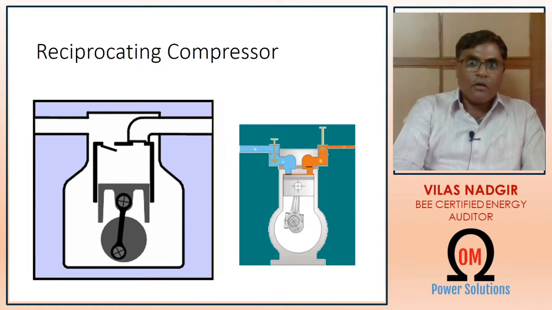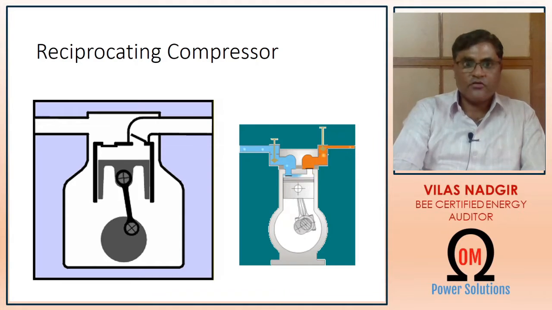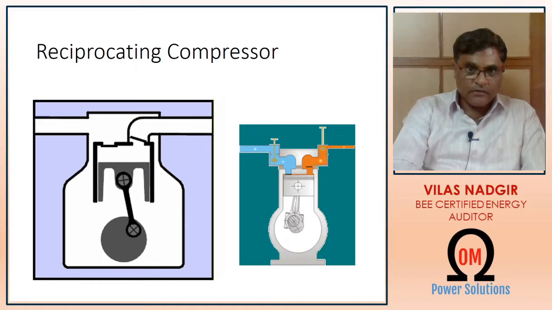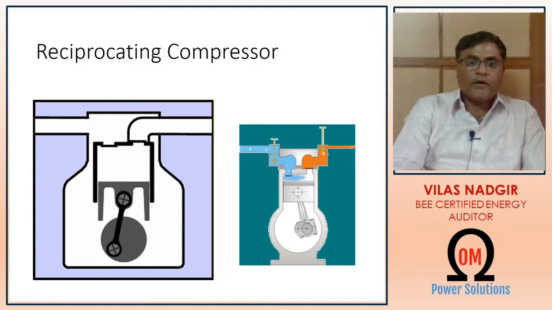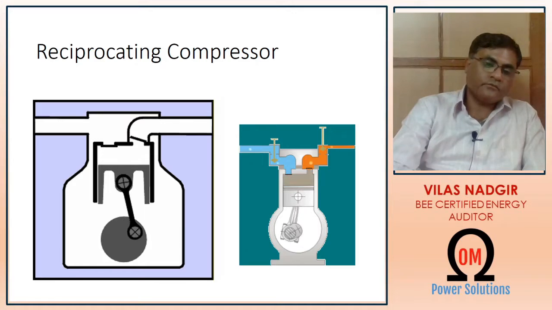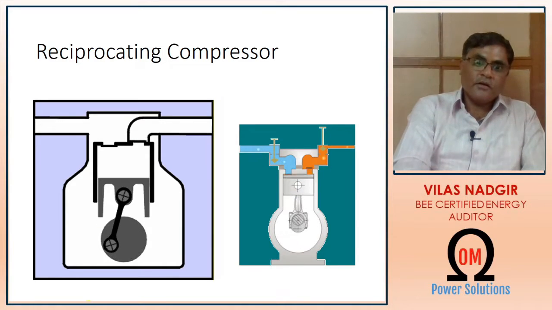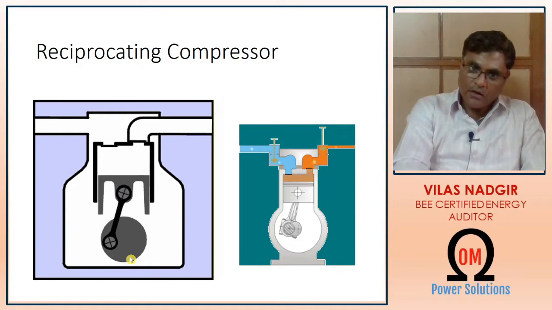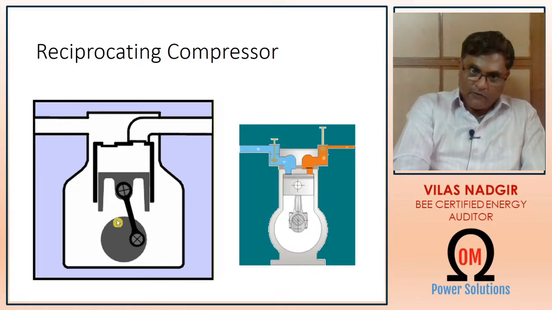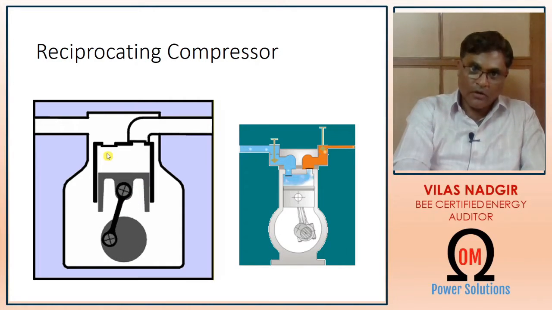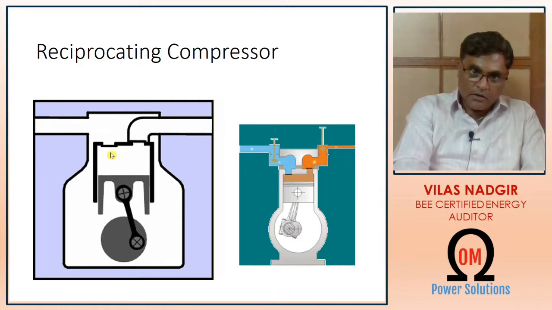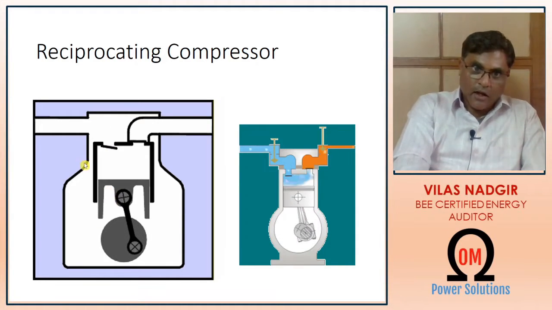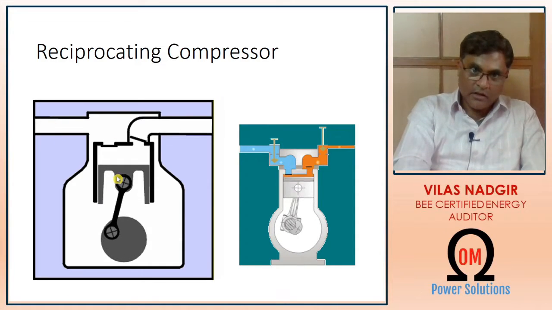This is one type of compressor known as reciprocating compressor. This compressor works just like an engine which is there in the automobile. The working principle of this compressor is like this. Whenever the piston comes down, vacuum is created in the cylinder. Because of this vacuum, the inlet air opens up and the atmospheric air enters in the cylinder.